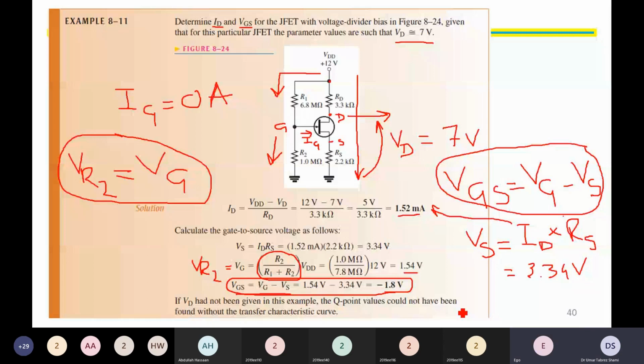Sir, VGS can also be positive, right? The current would still flow from drain to source. If yes, obviously current will flow even if VGS is positive, but then the value of the current will be different. It will not be 1.52 milliampere. It will have another value.